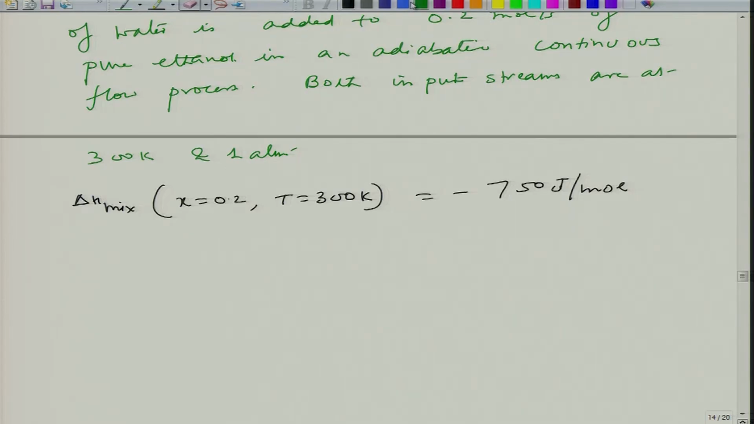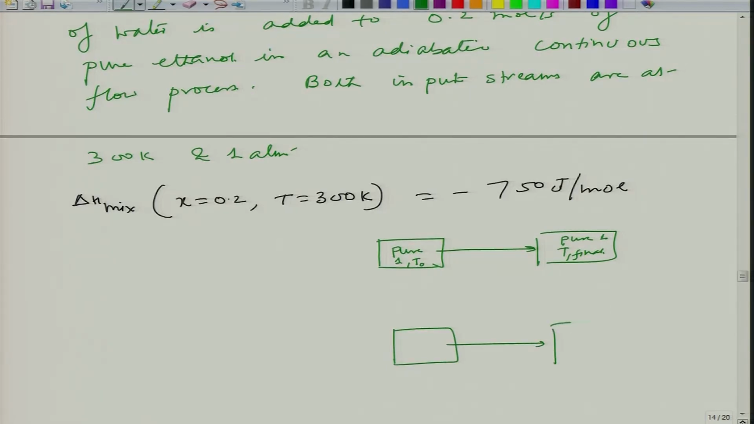So, you can assume that there are two components, right. So, one is water and the other one is ethanol. So, we can take this, let us say, pure component 1 at temperature T0, which is 300, to temperature pure 1 at T final. Okay. And similarly, you can have the second component, which you can also go to pure 2 at T final, and the mixing can occur at a constant temperature. So, this mixing can occur at a constant temperature, right.